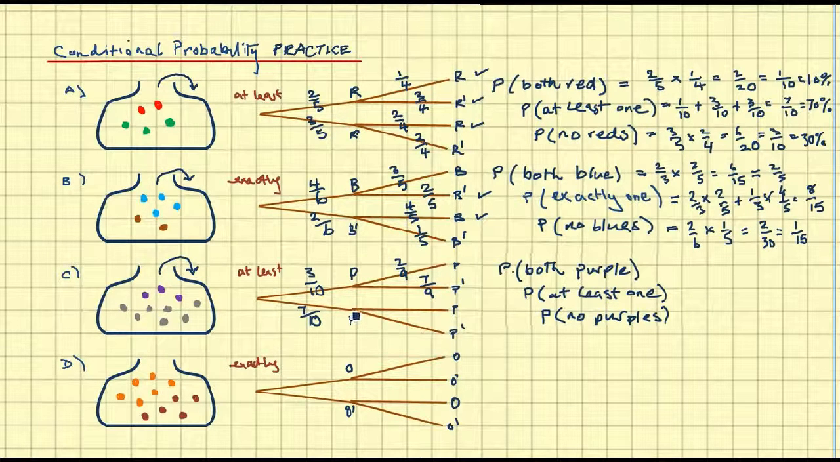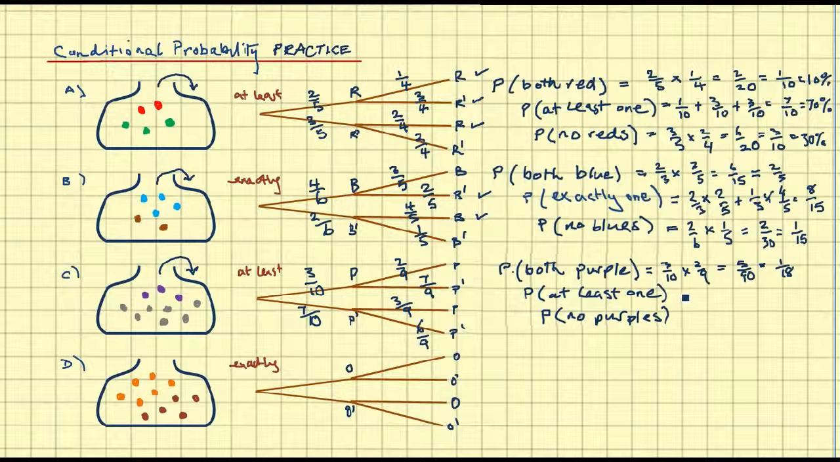But if we didn't take a purple on the first draw, then we would still have 3 left out of 9, or not purple, 6 out of 9. So, probability that they will both be purple, well, that's going to be 3/10 times 2/9, which is 5/90, which you might want to simplify down to 1/18.